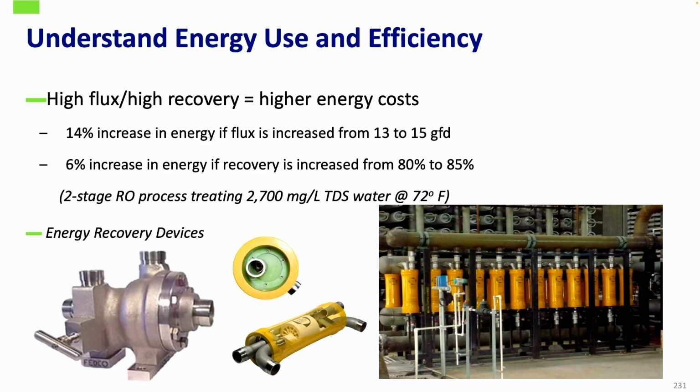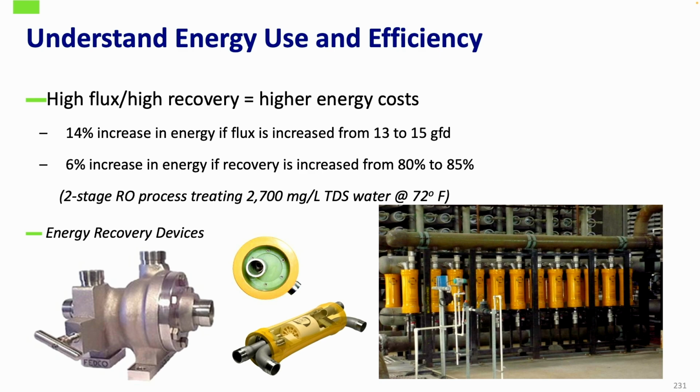And as I said, understand energy use, right? So how you design the system. If you want to use less water, that means you're going to have a higher recovery. A higher recovery means you're going to use more energy. You're going to look at how you're going to operate it in terms of flux. Flux is the amount of water going through the membrane over a given period of time. So the higher the flux, the lower the cost, the less you spend for membranes, but it'll have an energy impact to it. And then there's various types of energy recovery devices.